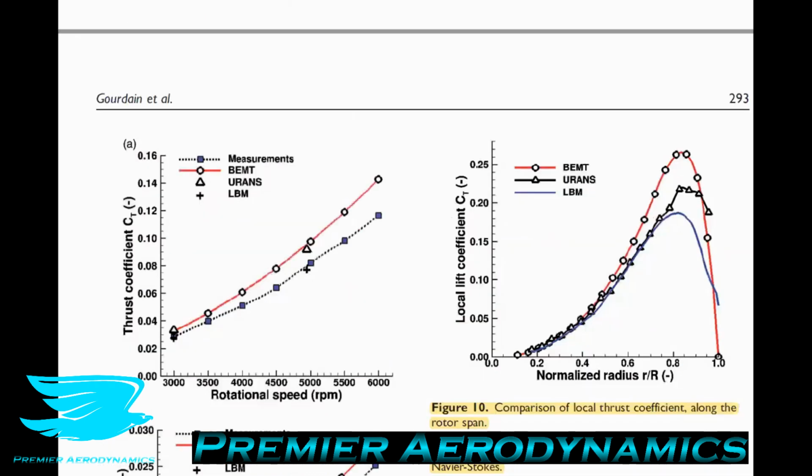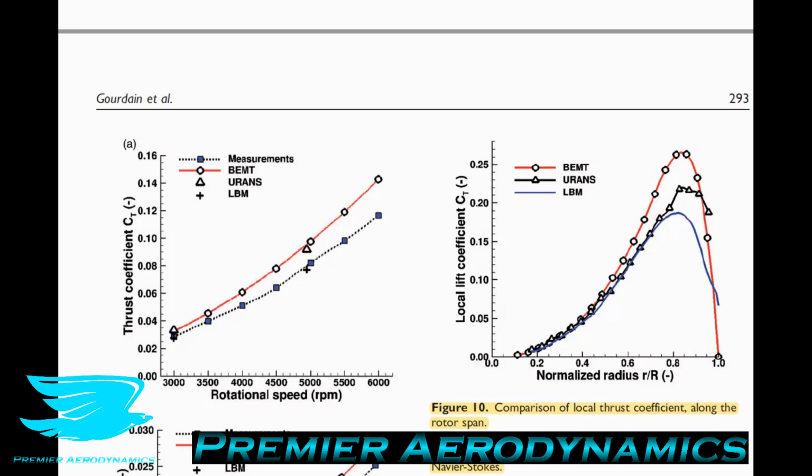In figure 9, they have the comparison of the global performance, thrust coefficient and torque coefficients, for these 3 different approaches. And they say that at 3000 RPM, the accuracy of the LBM on thrust is very good, about 1% off compared to the measurements. Both URANS and BEMT overpredict the thrust coefficient by 15%. So even BEMT, which is designed specifically for rotors, is off a little bit.